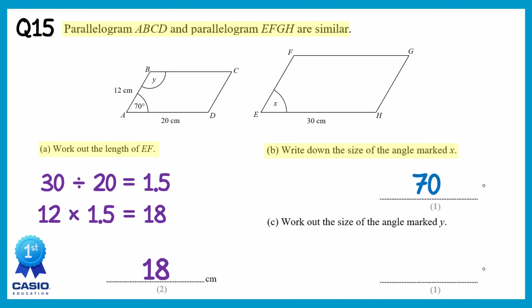In the final part of the question, we need to work out the size of the angle marked Y. Since this shape is a parallelogram, the side BC is parallel to AD. This means these angles here are inside parallel lines, and they're actually co-interior angles, which means they add up to 180. So this 70 and this Y here must make 180. So we can find Y by subtracting the 70 from 180, which is 110, and that's the answer to the question.